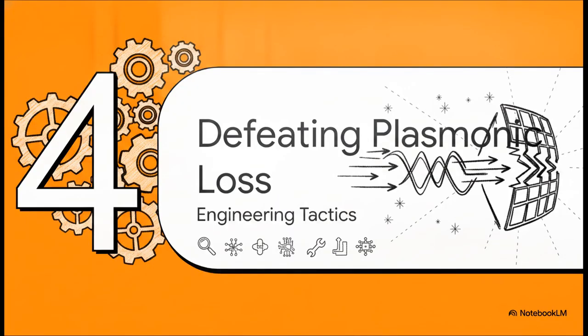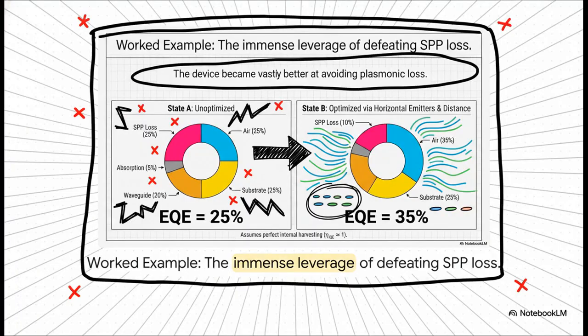Section 4. Defeating plasmonic loss. It's time to fight back. Let's see how this builds into real-world performance gains. In a totally unoptimized state, a device might lose, say, 25% of its energy to SPPs, leaving an external quantum efficiency, or EQE, of just 25%.